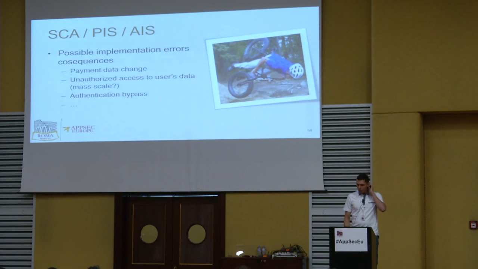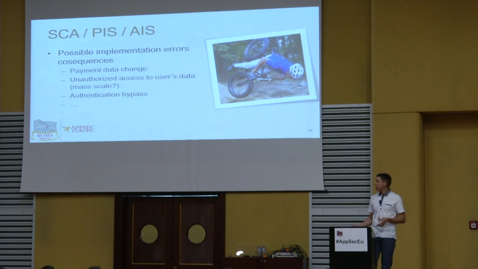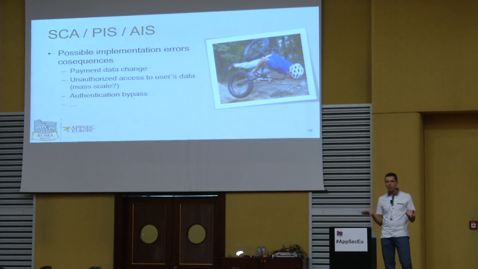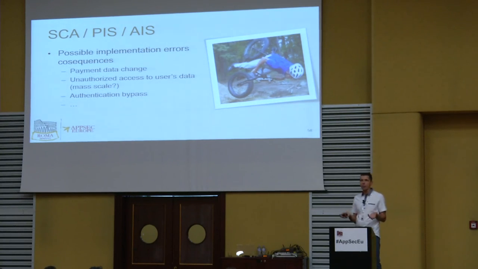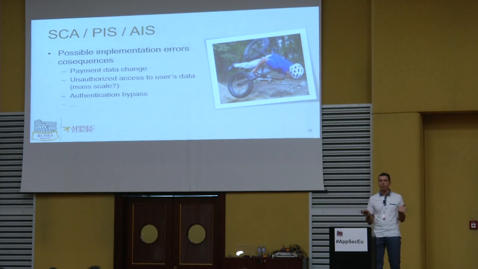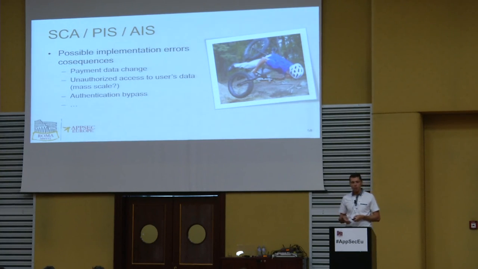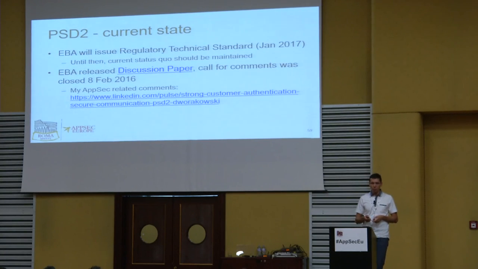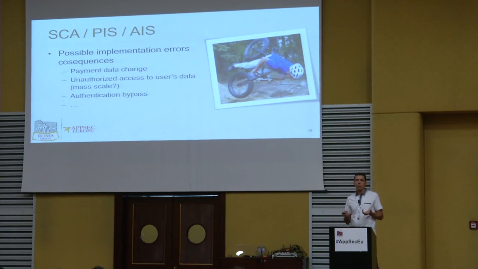So what are the possible problems? The problem is that this is new functionality. We will have the new APIs, we will have these providers, and of course all this new software can have vulnerabilities. What are the consequences? Payment data change, unauthorized access to users' data, maybe on a mass scale if somebody hacks an account information service provider, authentication bypass, etc. So we should have some kind of strong requirements for those services. So maybe we as OWASP should take some action, yeah?